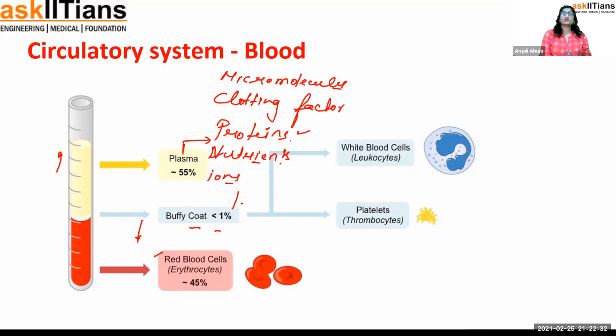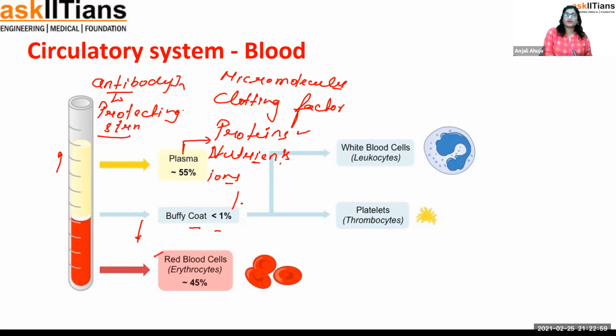These proteins are also part of our immune system. In blood, wherever they are going, they are providing us immunity. So proteins are also participating in providing immunity. You must have heard the word antibody. Antibodies are not cells, they are protecting structures. They are made up of protein. They are also present in the blood plasma, but an antibody is a protecting structure which is protein in nature.